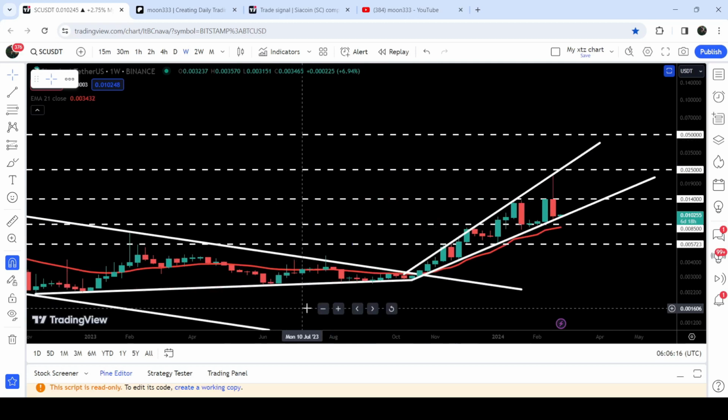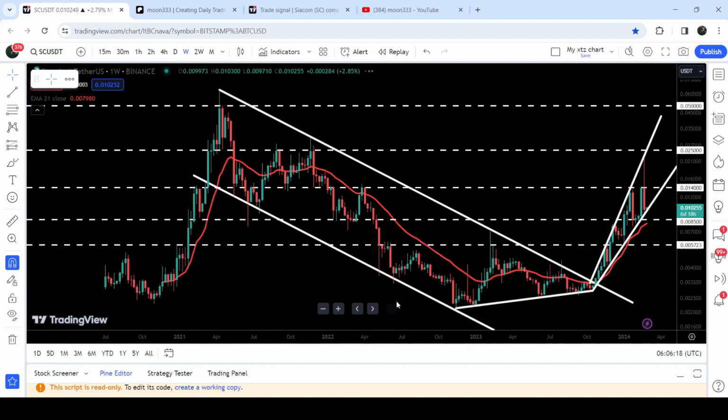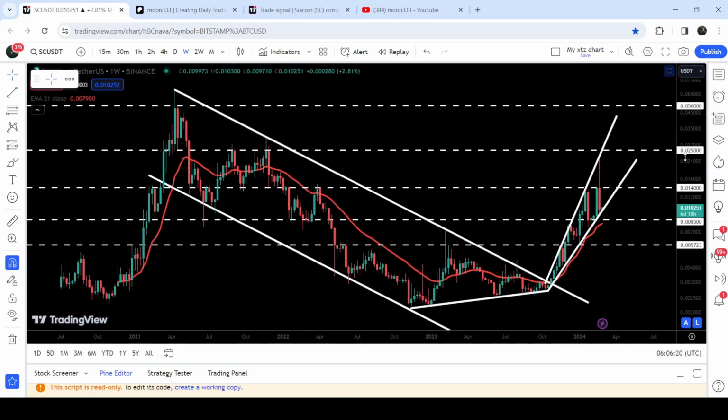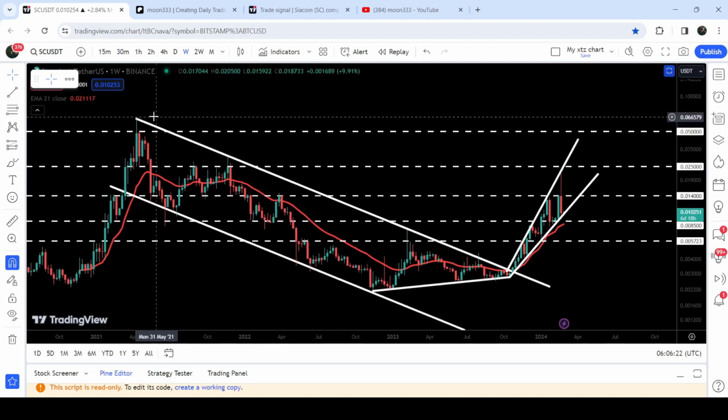Now, if we take a look at the final target for this huge breakout from this big down channel, that target is here at the top of the wedge, this channel that is between 6.5 cents to 7 cents. So this was the update so far.